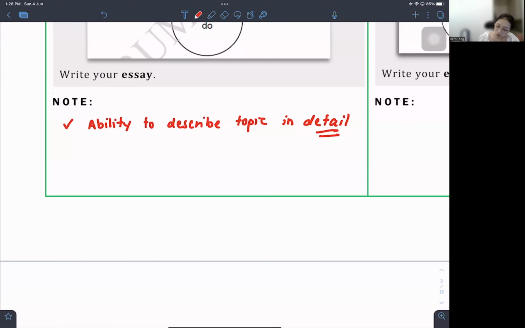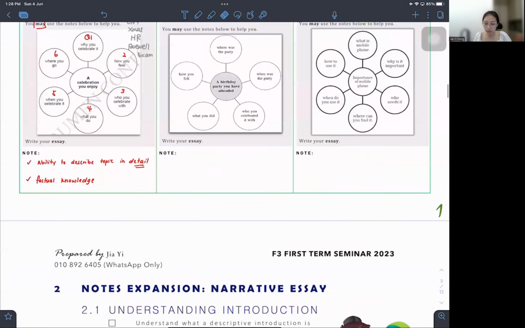Okay? Number 2, when you are writing a descriptive essay, a certain factual knowledge is required. What is the meaning of factual knowledge? For example, if I write about celebrating Merdeka Day, then you need to know when is Merdeka Day, why do we celebrate Merdeka Day? So there will still be a little bit of facts. Okay, so let's summarize here. A descriptive essay is a combination of your personal experience and factual knowledge, and what really did happen, do happen in real life. Okay, so this is your descriptive essay.